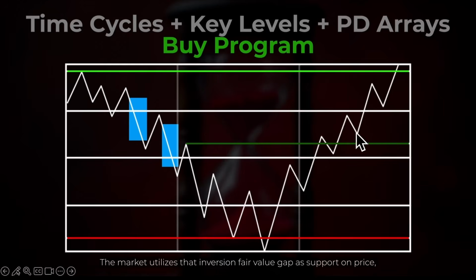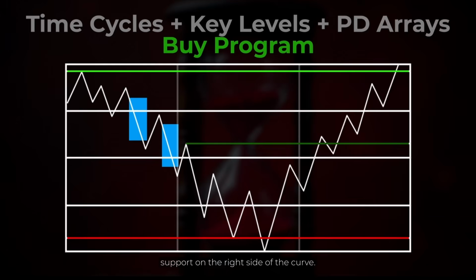The market utilizes that inversion to value gap as support on price and expands higher once more, displacing through this CB right here. The moment that it displaces through that CB, we must see that CB function as support on price because it must function as support on the right side of the curve. The left side of the curve determines how the right side of the curve is going to deliver. Eventually the market expands higher, takes out the original consolidation of the first time cycle and reaches the range high. This right here is a buy program from range low to range high completed.